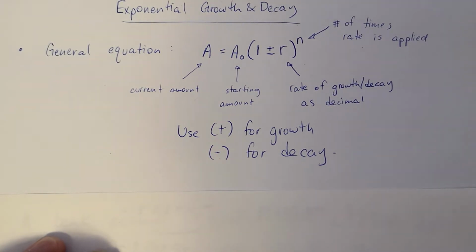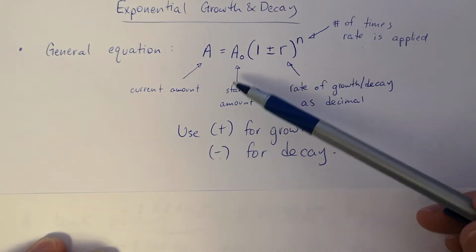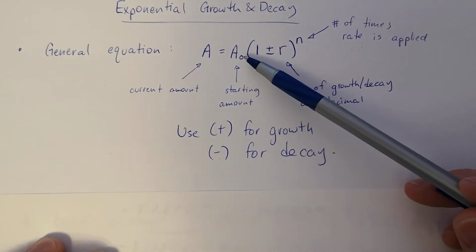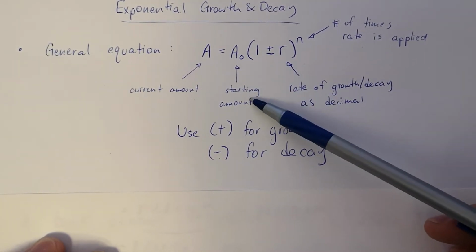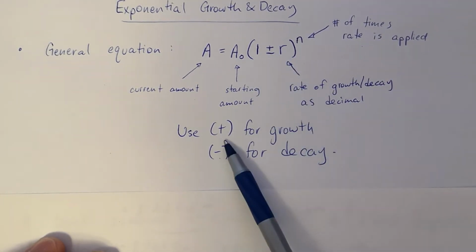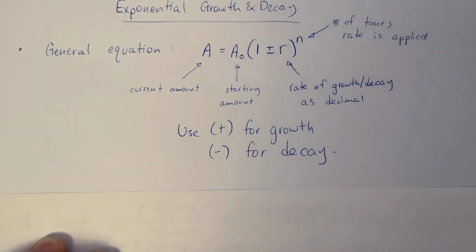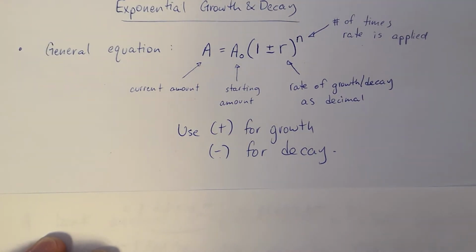So let's talk about maybe a bank account. So A would be how much is in the bank account right now. You call this A naught, a little zero, A naught. So that's how much it started with. Okay, and then it's 1 plus or minus R. Plus is for growth, like a bank account. Minus is for decay, like a half-life or the value of something going down, depreciation. We'll do examples of that.